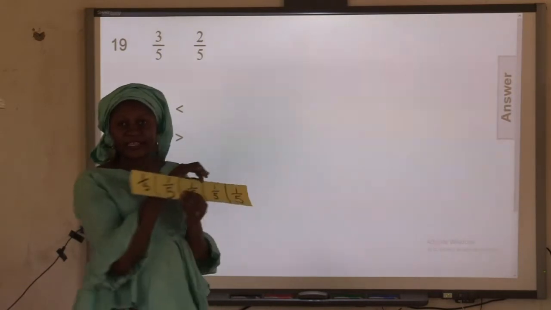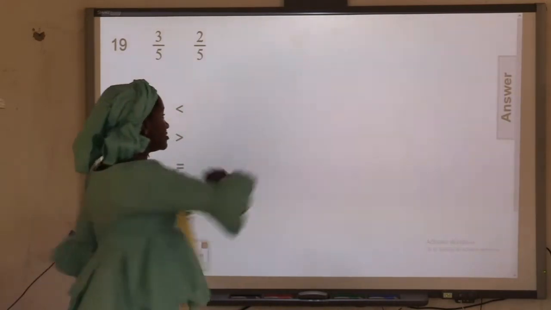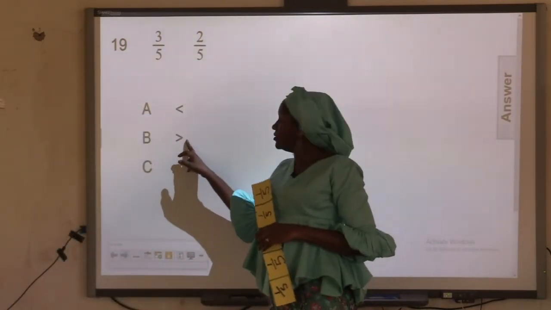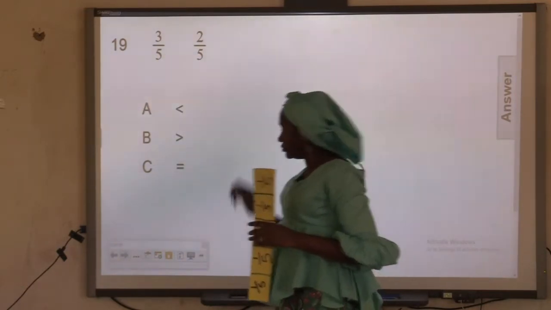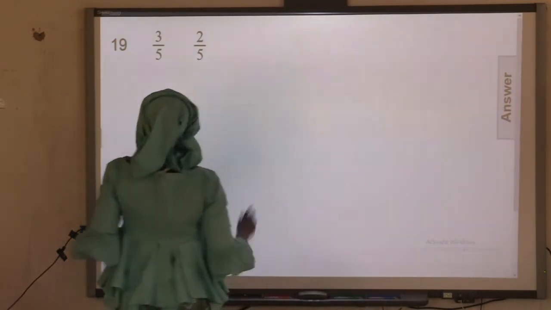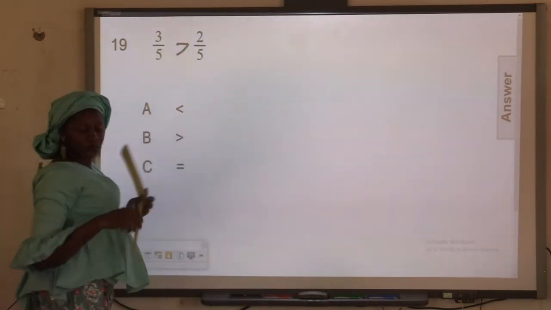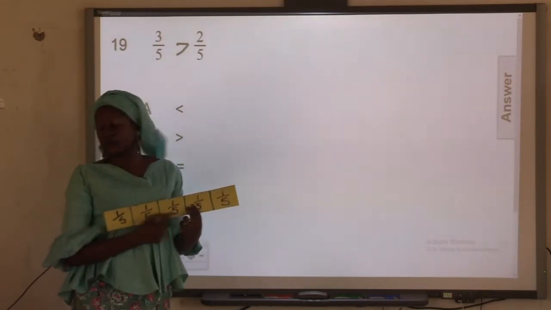3/5 is greater than 2/5. And the symbol for greater than is this. We can see that in option B, 3/5 is greater than 2/5. 2/5 is here, and here is 3/5.